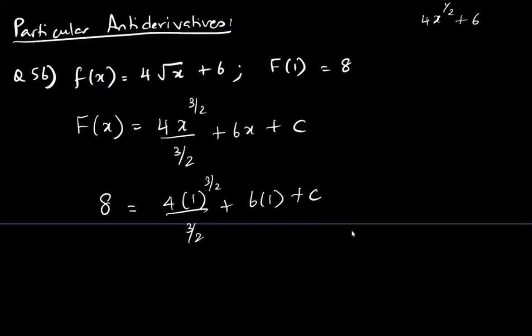So simplify this. I should have simplified this here before, but I didn't, but that's okay. 1 to the power of 3 halves is 1. 4 over 3 halves is 8 thirds. So I simplify this. C becomes 2 minus 8 thirds, so that is negative 2 thirds.